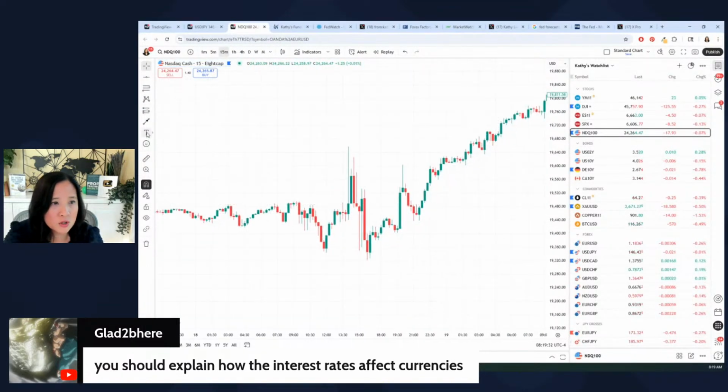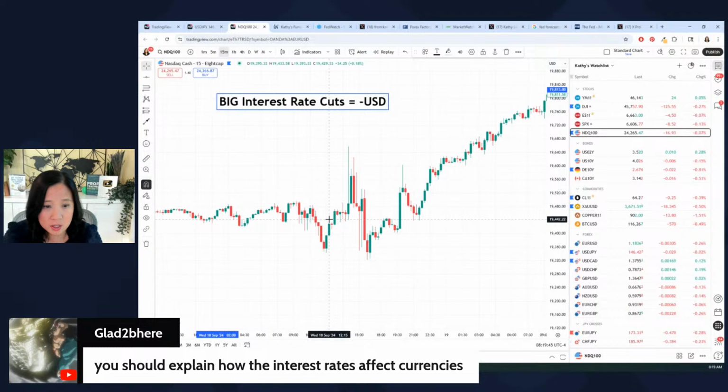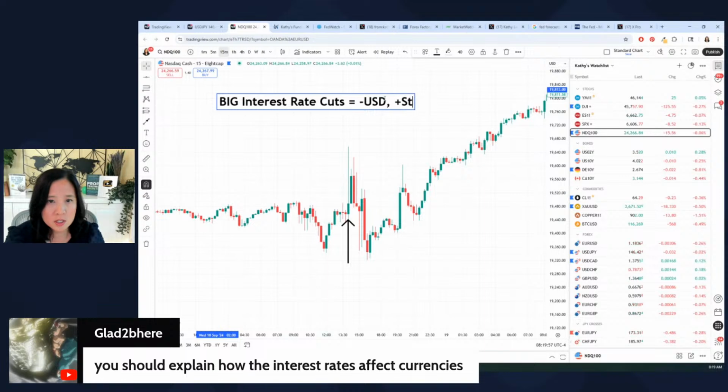So I promised you I would write this. Bigger interest rate cuts than expected are dollar negative. If it's a smaller move than expected, it's dollar positive. So at 2 o'clock, this candle right here, we have a bigger than expected interest rate cut, which is dollar negative, stocks positive, and gold positive.